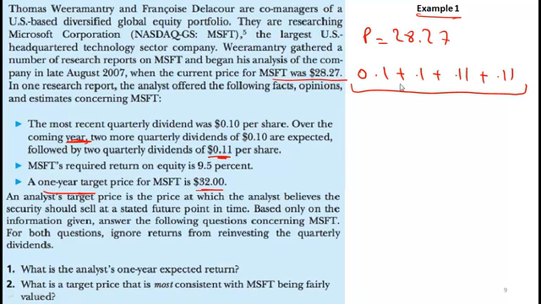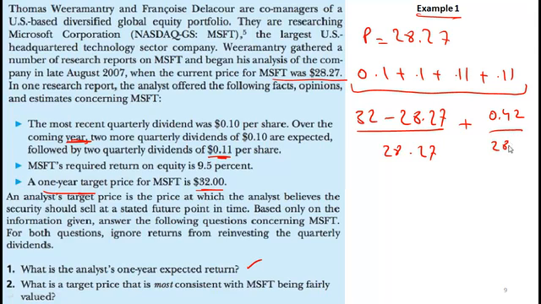Okay, so can you do this first part? It would simply be the gain, which would be 32 minus 28.27 over 28.27. That's the capital gain. What about this number? This would be 0.42 over 28.27. So that's the dividend yield.